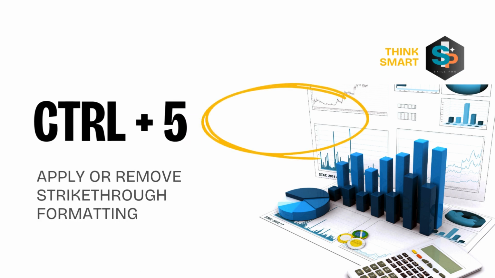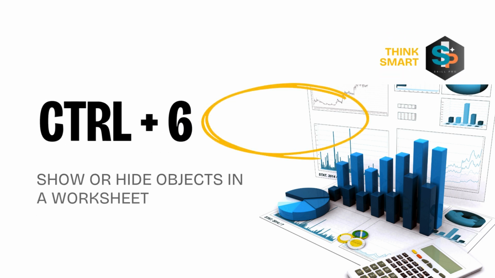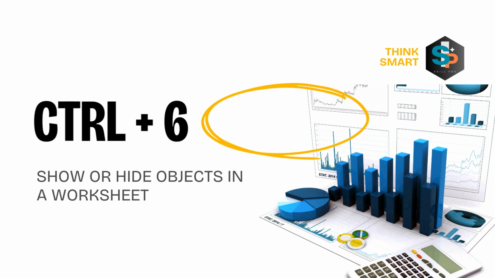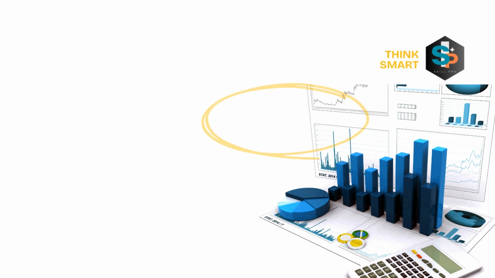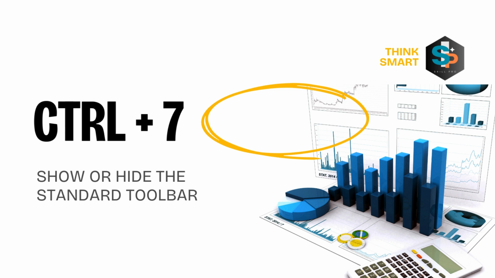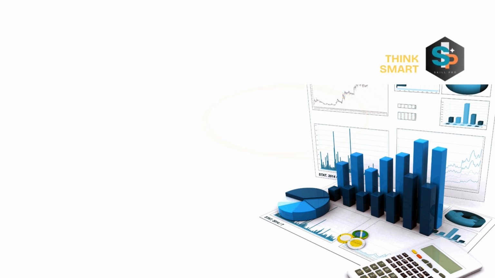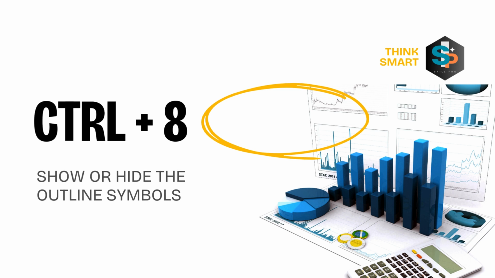Ctrl-5 to apply or remove strike-through formatting. Ctrl-6 to show or hide objects in a worksheet. Ctrl-7 to show or hide the standard toolbar. Ctrl-8 to show or hide the outline symbols.